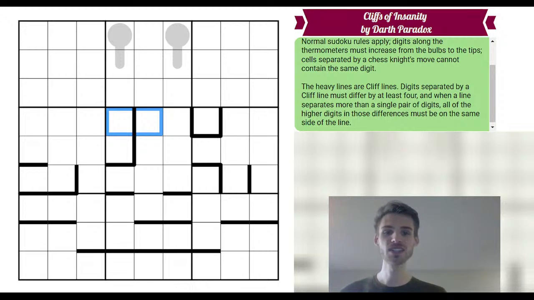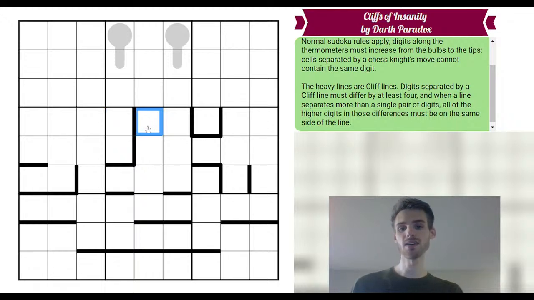When a line separates more than a single pair of digits, so that means when the line is continuous. So this set of digits, this set of digits, and this set of digits are more than a single pair of digits. All the higher digits along those differences must be on the same side of the line. So what that's saying is that if we do a 5 and a 1, for example, then we couldn't do a 3 and a 7. Or so, what am I doing? 3 and a 7.